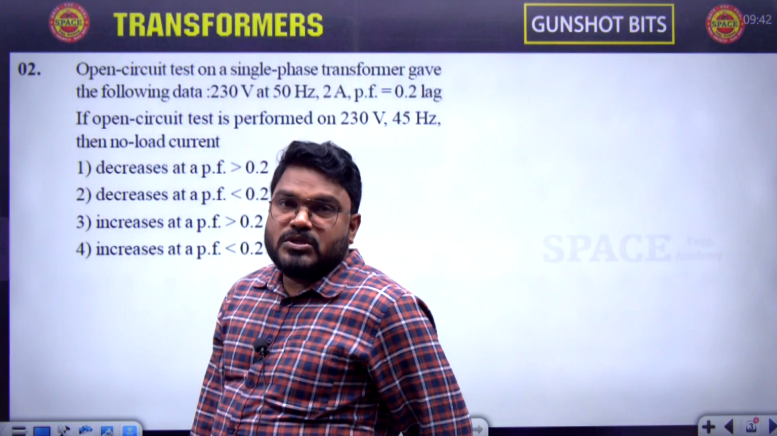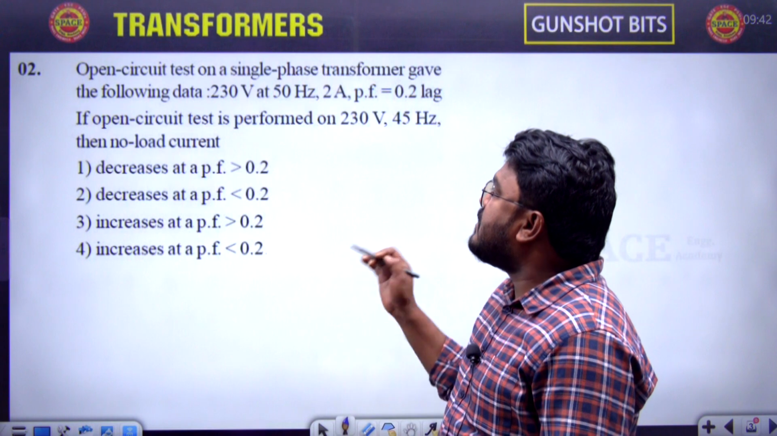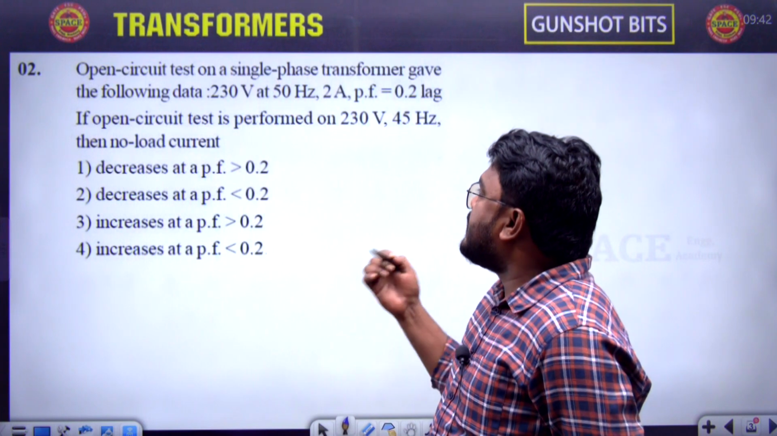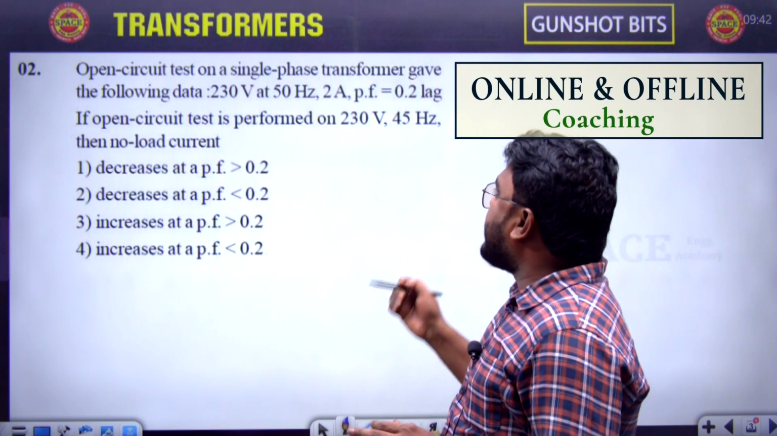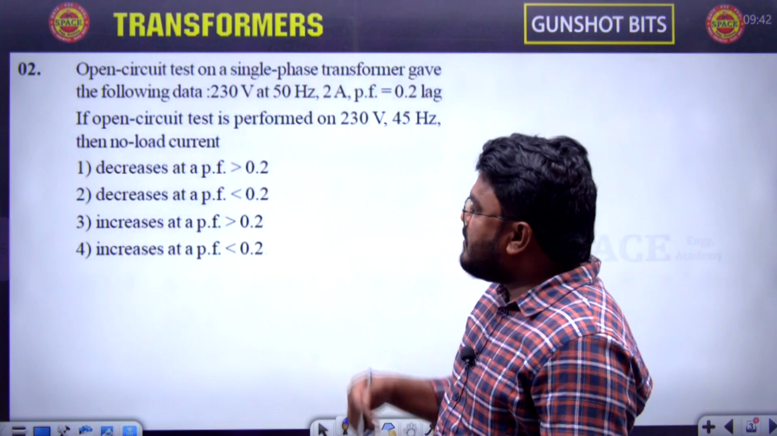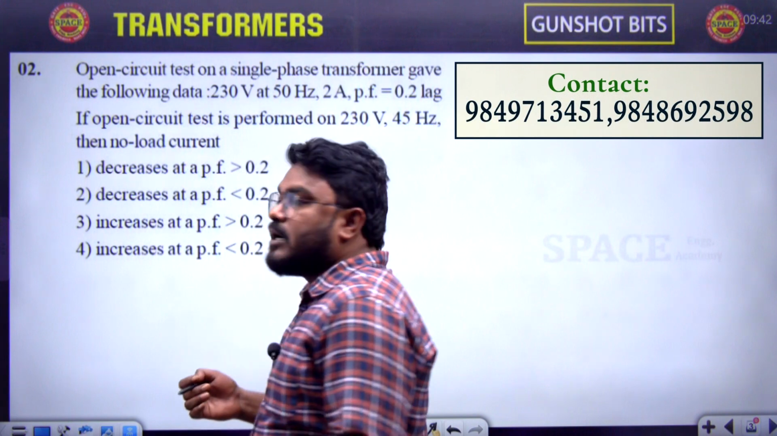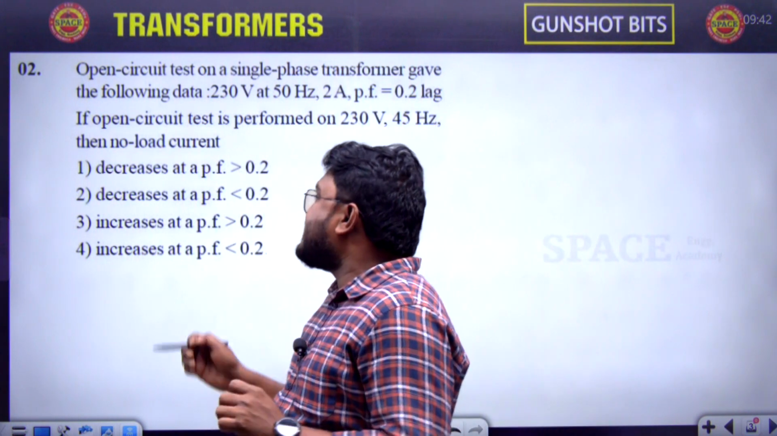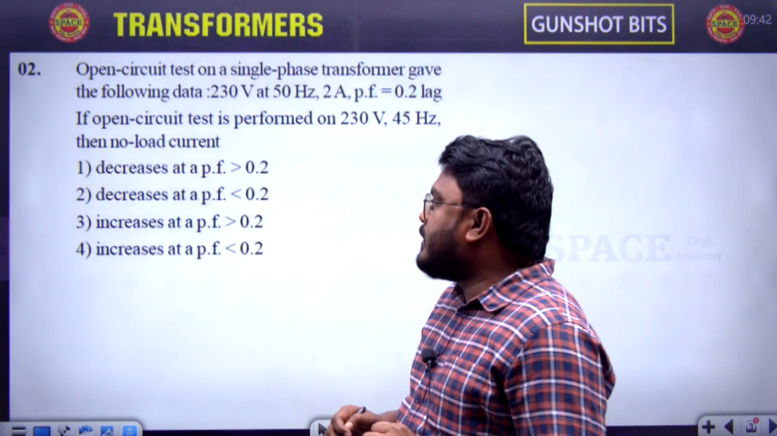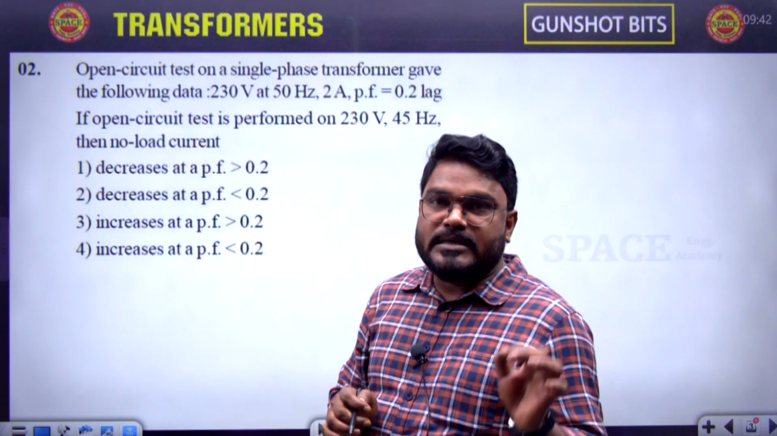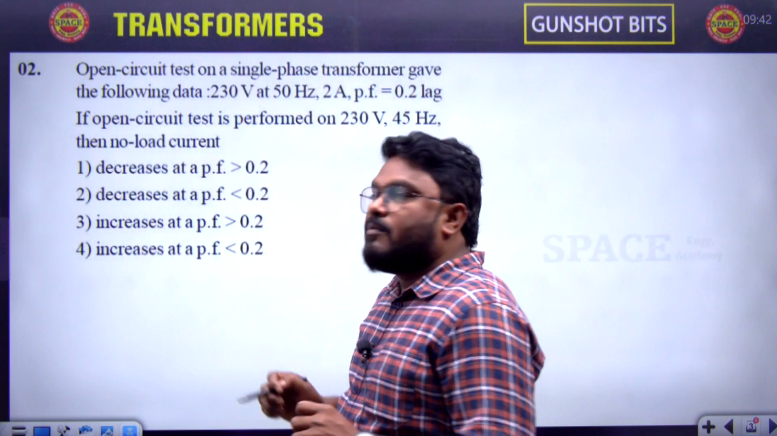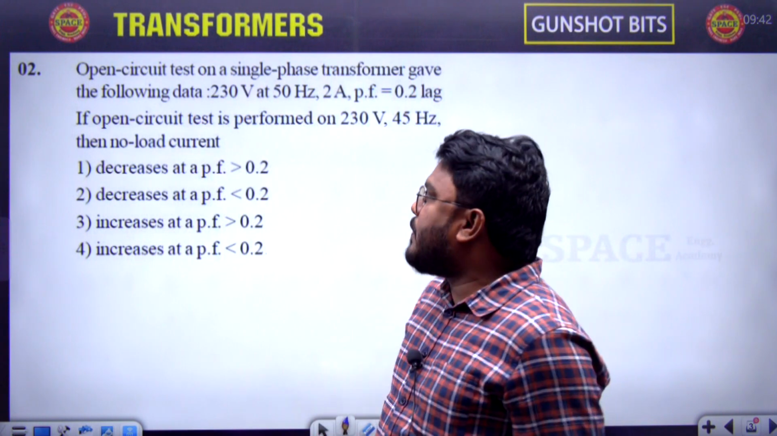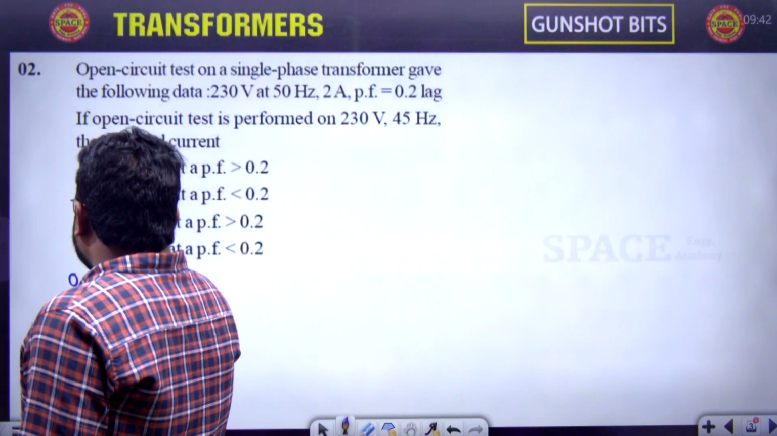Next, let us solve question number 2. Open circuit test on a single phase transformer gave the following test data: 230 volts at 50 hertz, 2 amps, power factor equal to 0.2 lag. If the open circuit test is performed on 230 volts, 45 hertz, then the no load current: option 1, decreases at a power factor greater than 0.2; option 2, decreases at a power factor less than 0.2; option 3, increases at a power factor greater than 0.2; option 4, increases at a power factor less than 0.2. So the open circuit test is conducted.